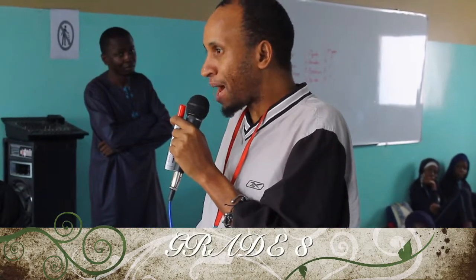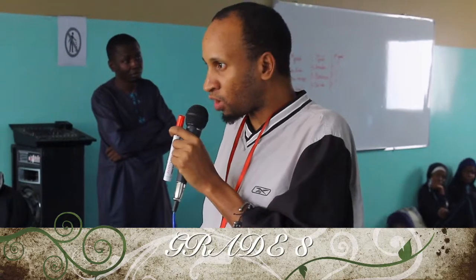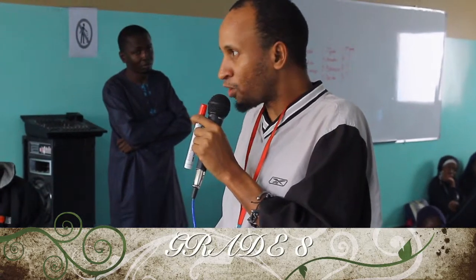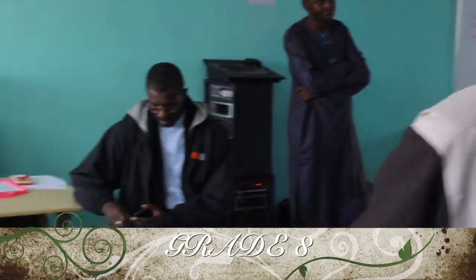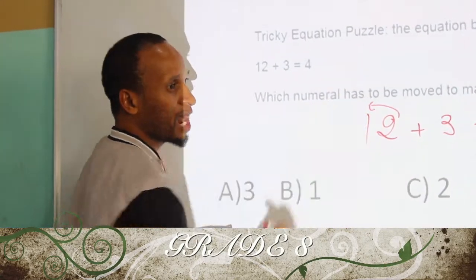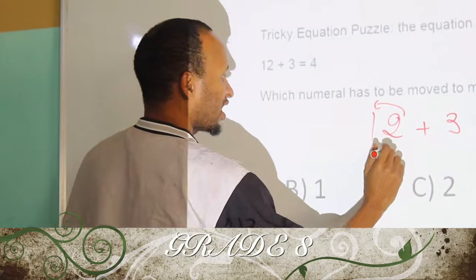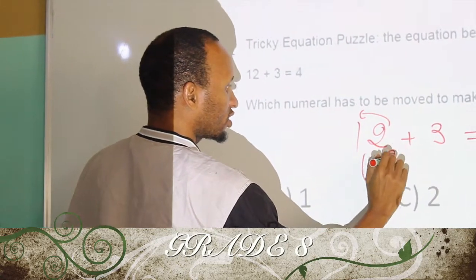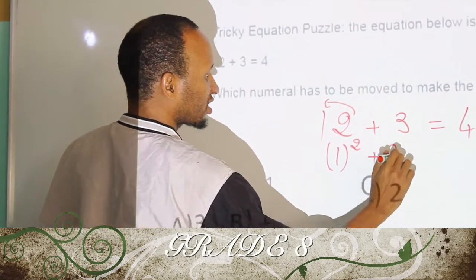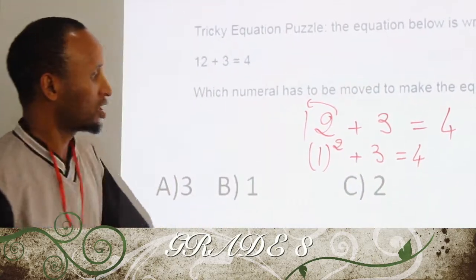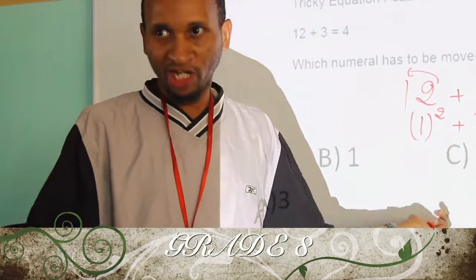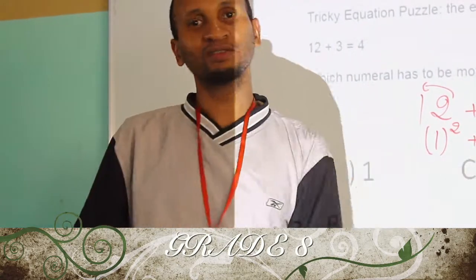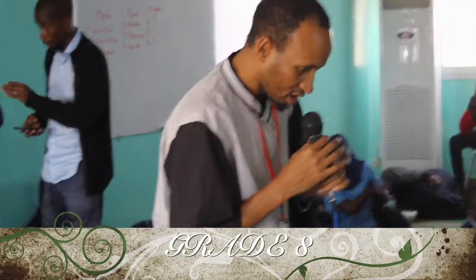You make it a power. 1 to the power 2. You make it the power of this one. You get 1 to the power 2. Andy, 1 to the power 2 is what? 1 to any power is 1. So you get 1 plus 3 equal.